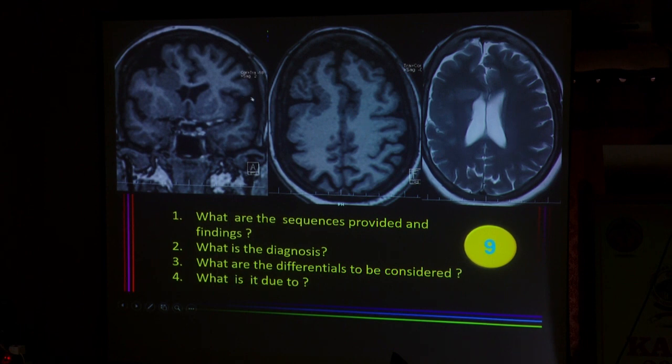So if you see the findings, you find polymicrogyria in this region. There is a CSF cleft which is seen leading on to the frontal horns. So what is the diagnosis? And what can it be due to?